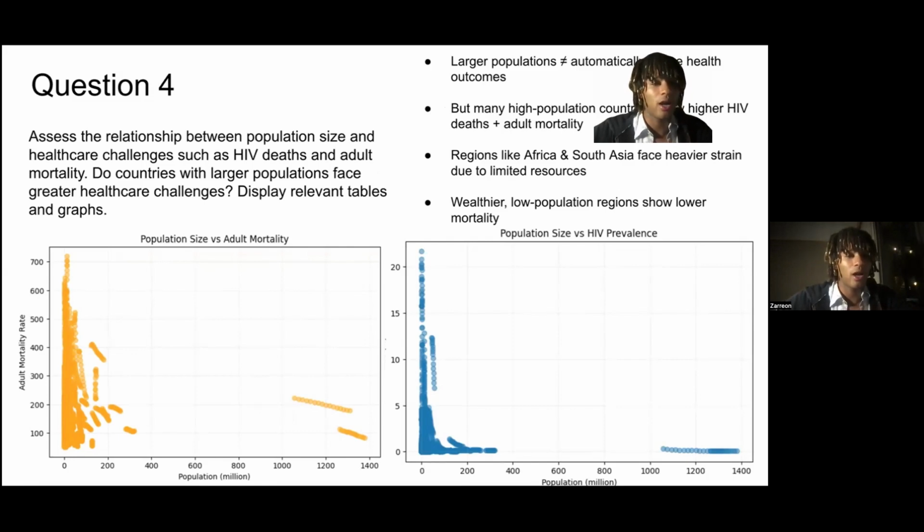The graph I made shows that high population countries often have higher HIV deaths and mortality, but population size alone isn't the main cause. What really stands out is that region and economic status make a much bigger difference. Africa and South Asia, which tend to both have large populations and limited healthcare resources, show much higher mortality. Meanwhile, regions with smaller populations but stronger health systems, like Europe and the Western Pacific, maintain low mortality regardless of population size. So the takeaway is population plays a role, but inequality in healthcare access is the real driver.